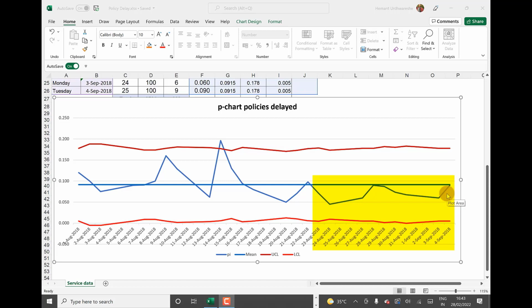So this is a long run below the center line, showing an improvement in the process because the proportion of policies that have been delayed after 23rd August is significantly less compared to the previous average. So you can actually revise the control limits from 23rd August onwards.